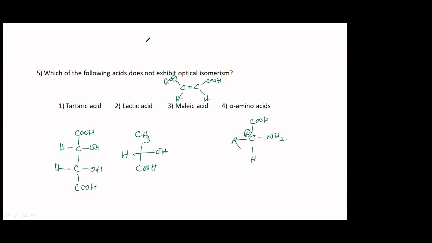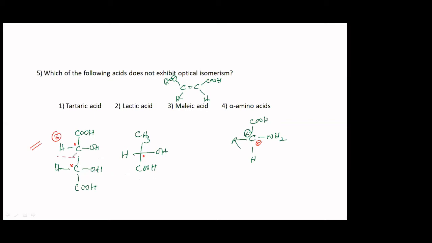Okay. So in all the other three, you can see a chiral carbon, except malic acid. In fact, tartaric acid has got two chiral carbons. This has got one. This has got one. Tartaric acid can have 3 isomers. One is meso, and the other ones are D and L. Sometimes they can ask you this. How many stereoisomers are possible for tartaric acid? 4, is it? How come 4? 3 only, isn't it? D and L, and then 1 meso.